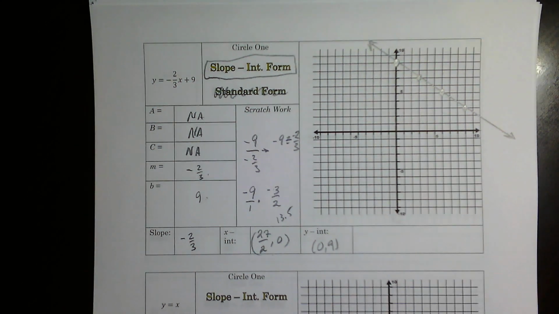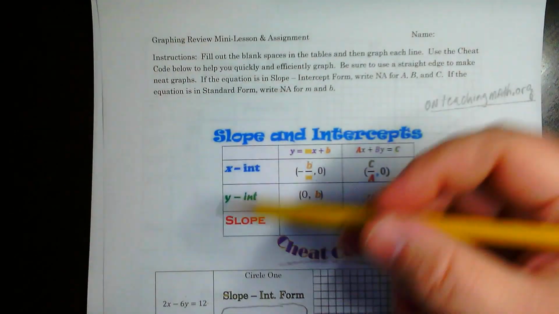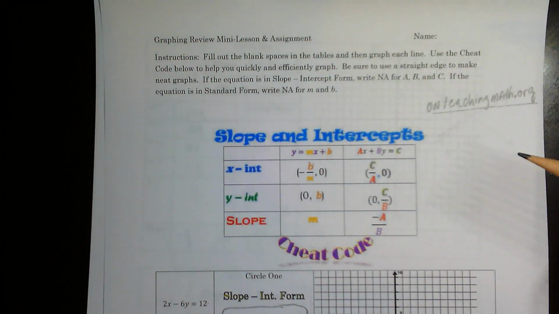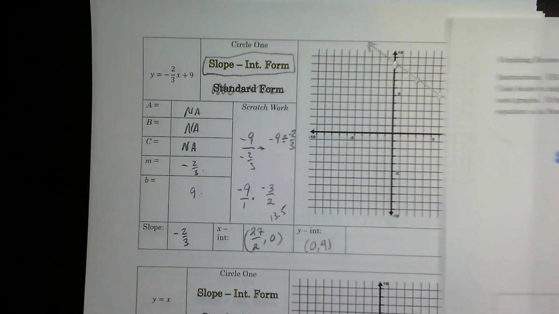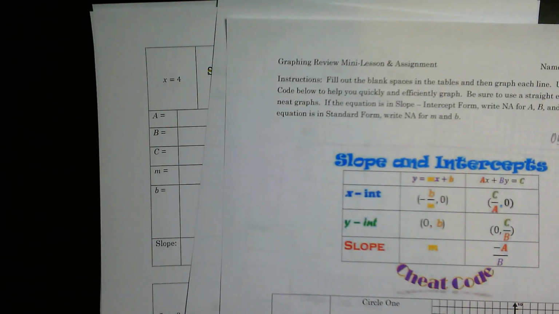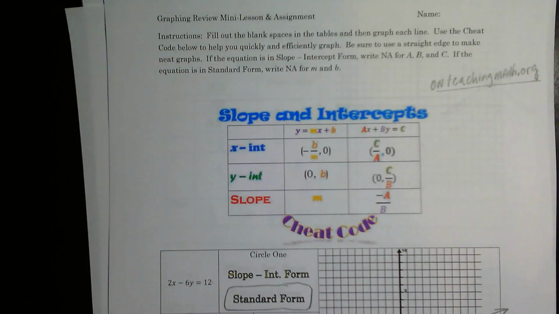So anyway, that's how you use this little cheat sheet right here, this little cheat code to figure out how to find your x and y intercepts and all that kind of stuff. So why don't you go ahead and try all of them, and then when you're done, I'll go ahead and post a video of finishing all of them up, and you can check your work and go through them step by step if you're having a little trouble.